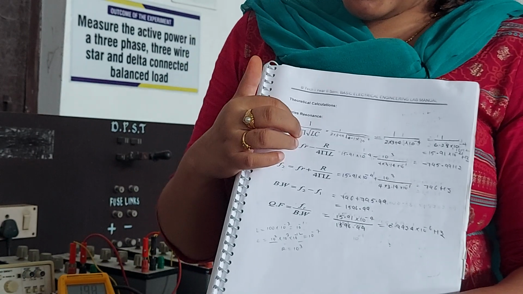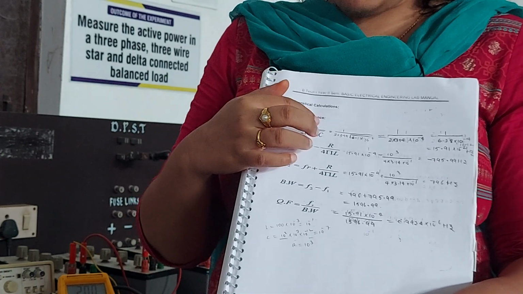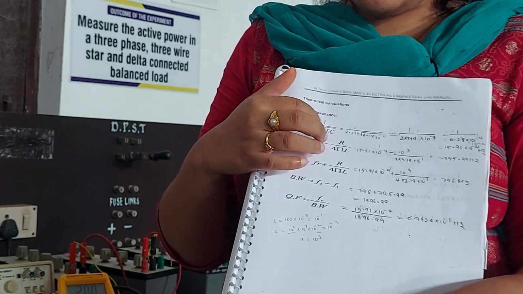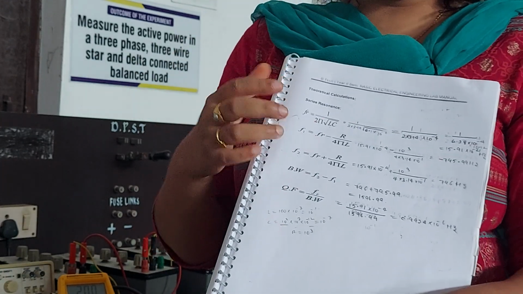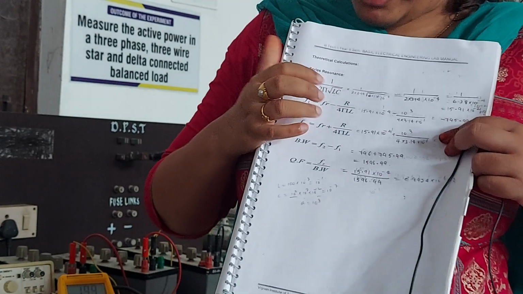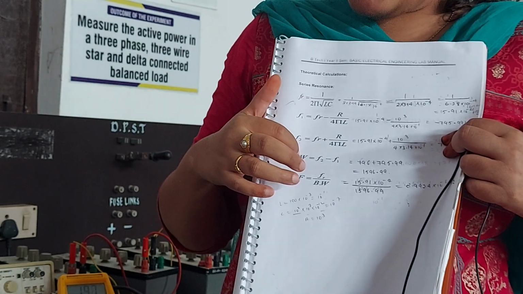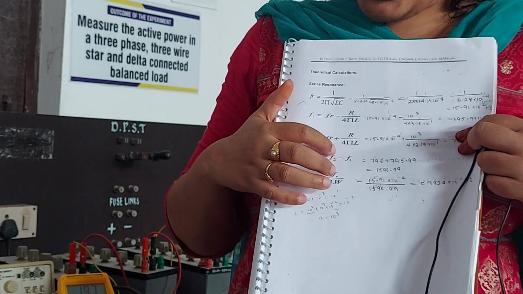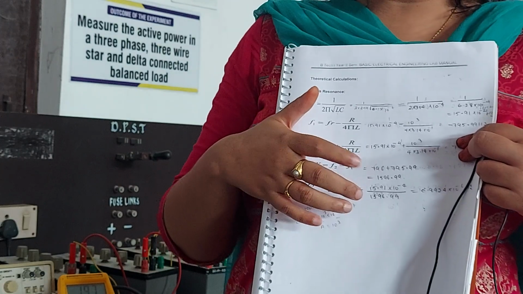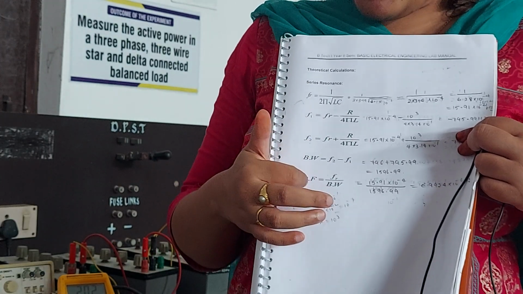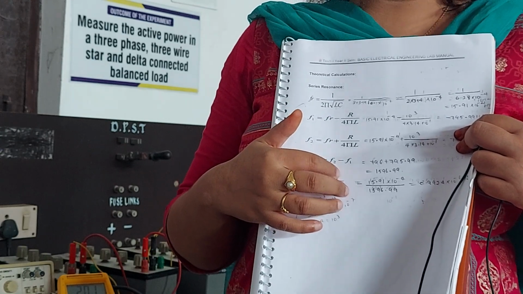Okay, these are the theoretical calculations. FR stands for resonant frequency, 1 by 2 pi under root LC. L and C values will be mentioned in the apparatus table. So you can calculate F1 and F2, and BW stands for bandwidth, which is nothing but F2 minus F1, upper cutoff frequency minus lower cutoff frequency. And from here you can calculate the quality factor when you know resonant frequency and bandwidth.